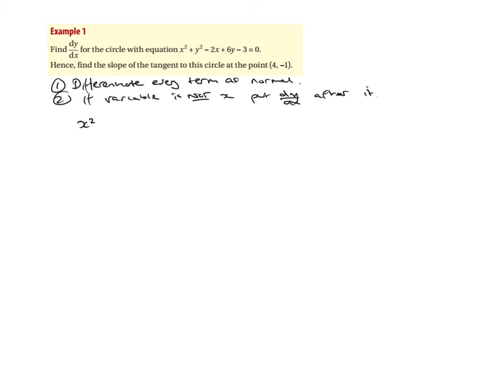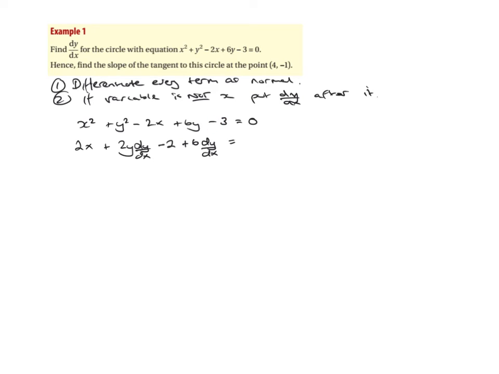I've got x squared plus y squared minus 2x plus 6y minus 3 is equal to 0. The first one is x squared, and that's going to differentiate to 2x. It's an x, so we don't have to do anything else with it. The second one is y squared. That's going to differentiate to 2y, but because it's not the variable x, we stick dy dx on the end of it. The minus 2x is straightforward, that's going to differentiate to minus 2. Then the plus 6y is going to differentiate to plus 6, but remember that was the y function, so we have to put dy dx on the end of it. The minus 3 is a constant, so that's just going to disappear.